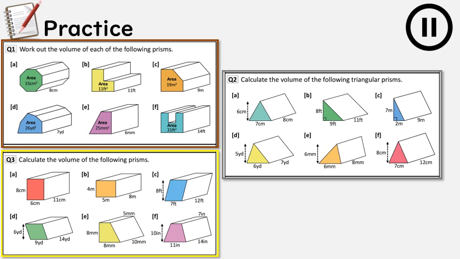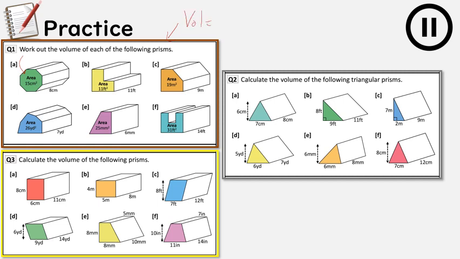So you can see we've got question 1, 2, and 3. 1 is bronze, 2 is silver, 3 is gold. Notice with this bronze section here, it already gives you the cross-sectional area. So here it says the area is 15 centimeters squared. The green bit shaded in is already the cross-sectional area, so you'll just have to times it by the length.